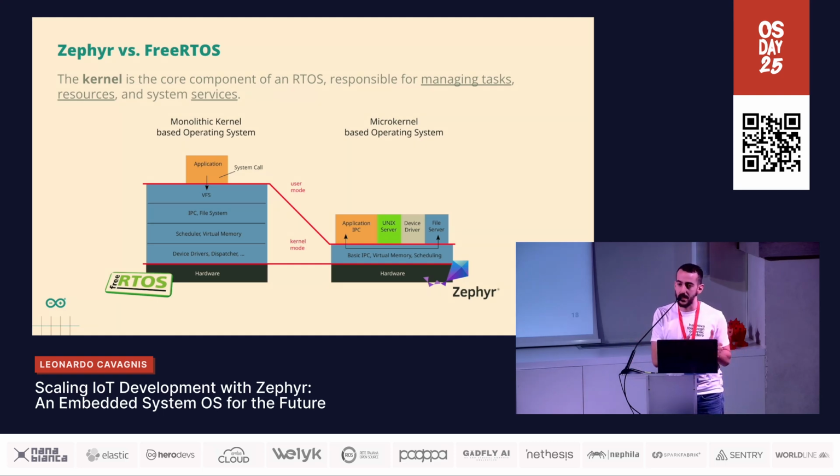Instead, for example, the competitor, FreeRTOS, has a monolithic kernel. So it's not possible to disable a single feature, but you have to take the monolithic kernel and then install it. So the size of the kernel doesn't change. Instead, in the microkernel, you can change the size of your OS depending on your system.